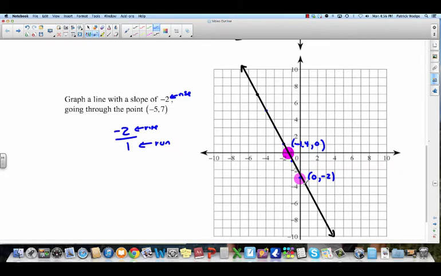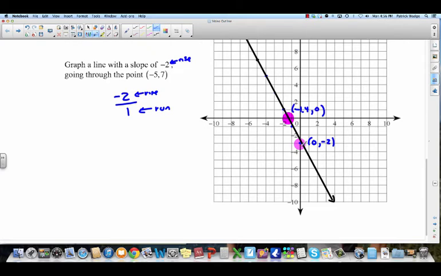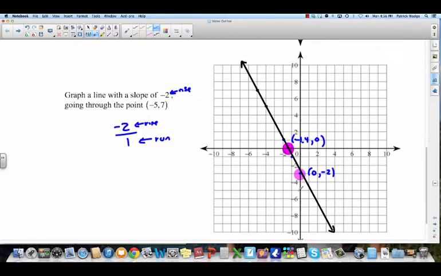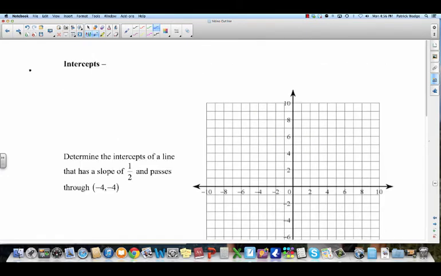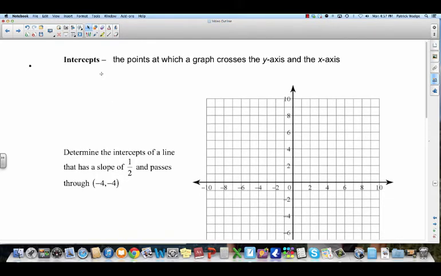For the y-intercepts, if you look up here, it's 0, negative 4.7. Here it's 0, negative 2. And again, any point on this y-axis here is going to have an x value of 0. So these are important points. Let's see what I said here. I said intercepts are the points at which a graph crosses the y-axis and the x-axis. And then I wrote y-intercept and x-intercept.